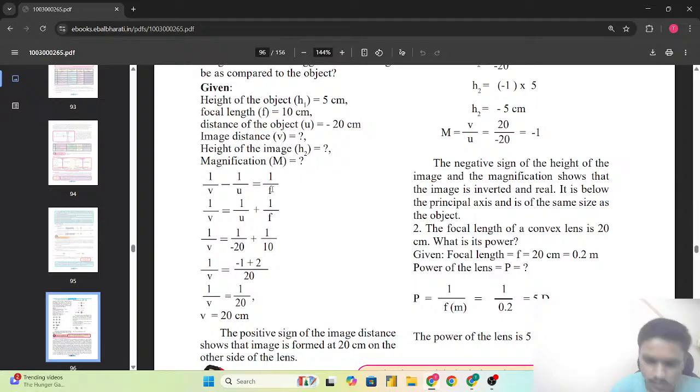f, that is the lens formula which we are using for solving of this numerical. So as we are having the u, that is the distance of the object from the lens, so that will be the minus 20. Focal length we have given here, that is the 10 centimeter.